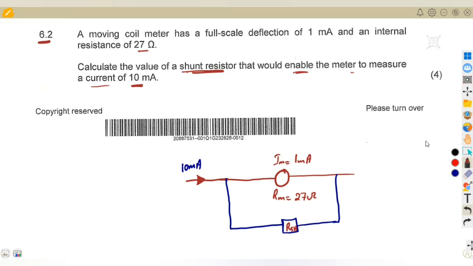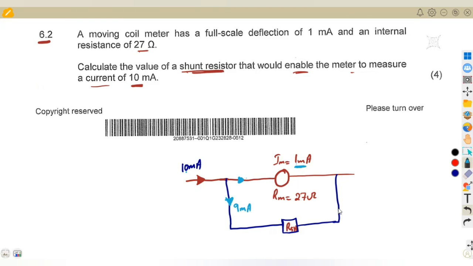So remember that in parallel the voltages are the same. Here, 1 milliamp is the only current that is going to flow across the meter. So out of the 10 milliamps that we have, the rest of this current is going to flow on this side. It is going to be 10 minus 1, which is 9. So we are going to have 9 milliamps flowing across the shunt resistor. The meter cannot carry more than 1 milliamp. The rest of the current will be diverted to the shunt resistor, then it goes to the other circuit. It will not even pass through this meter.